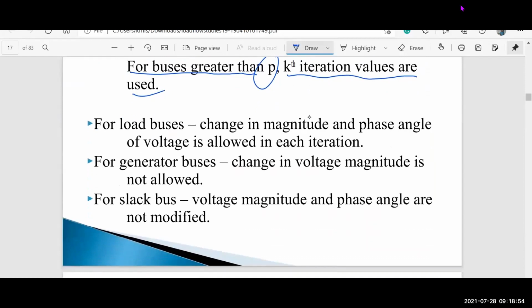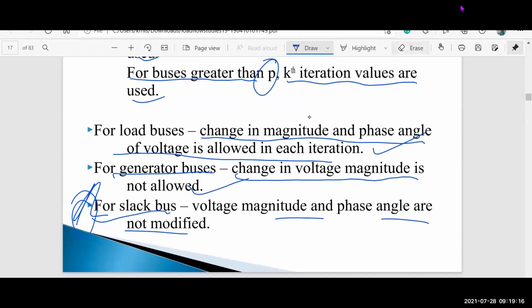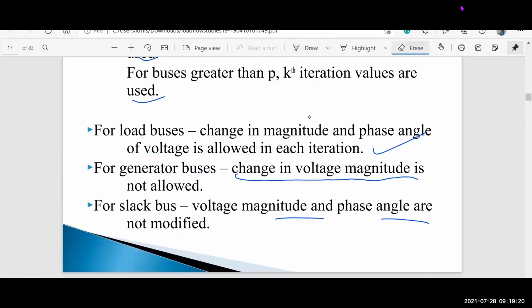So for load buses, change in magnitude and phase angle of the voltage is allowed in each iteration. For generator buses, the change in voltage magnitude is not allowed, and for slack bus, voltage magnitude and phase angle are not modified. Slack bus is never changed. That is the reference, that's why its name is also the reference voltage. These are not modified.